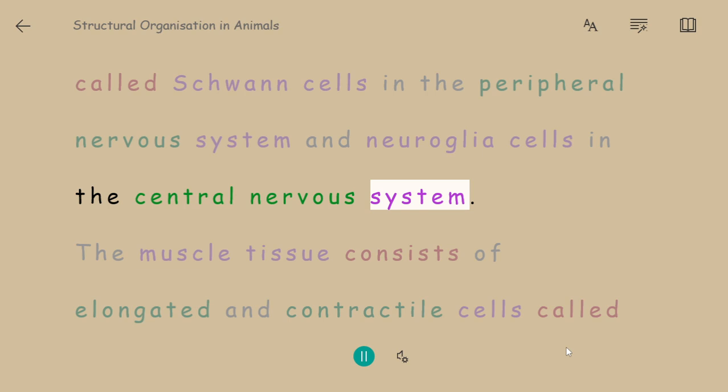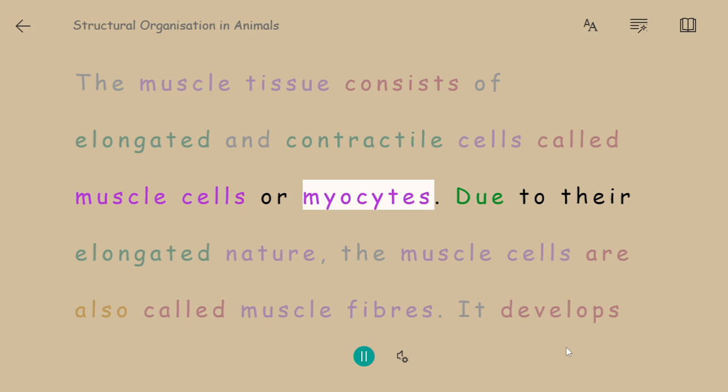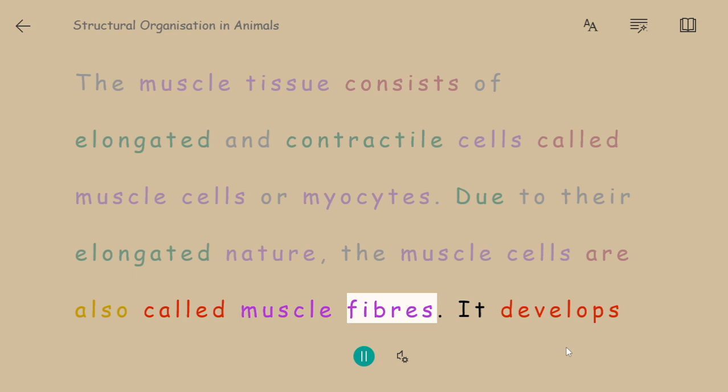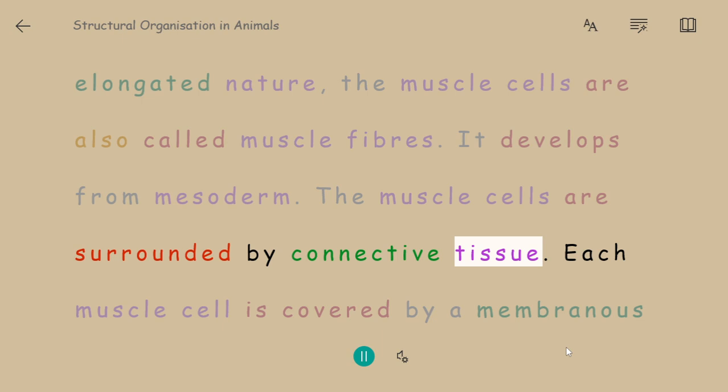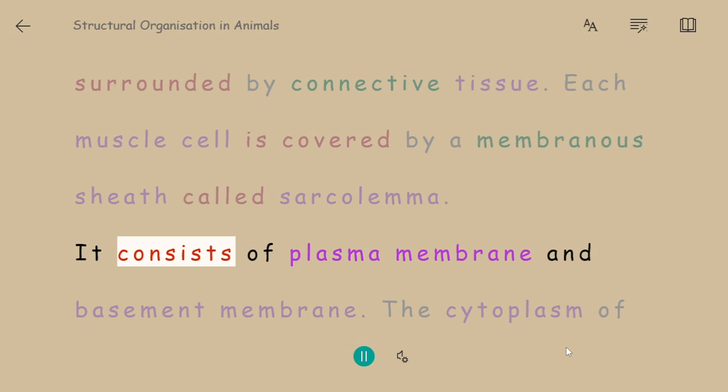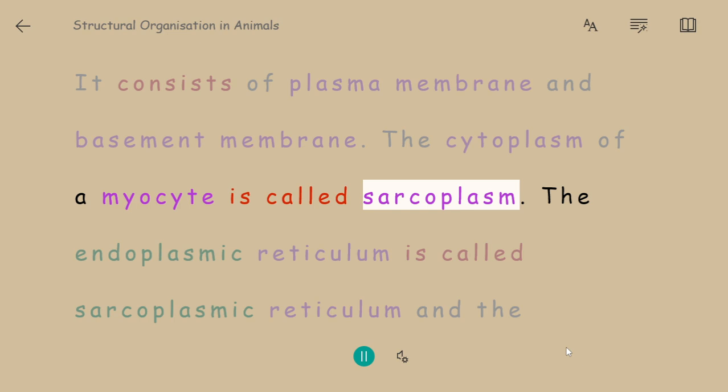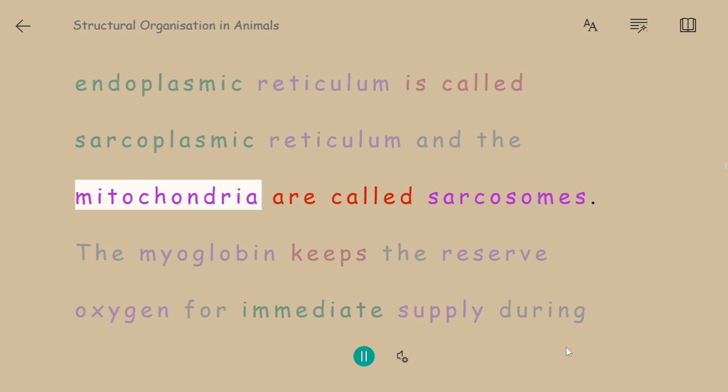The muscle tissue consists of elongated and contractile cells called muscle cells or myocytes. Due to their elongated nature, the muscle cells are also called muscle fibers. It develops from mesoderm. The muscle cells are surrounded by connective tissue. Each muscle cell is covered by a membranous sheath called sarcolemma. It consists of plasma membrane and basement membrane. The cytoplasm of a myocyte is called sarcoplasm. The endoplasmic reticulum is called sarcoplasmic reticulum, and the mitochondria are called sarcosomes.